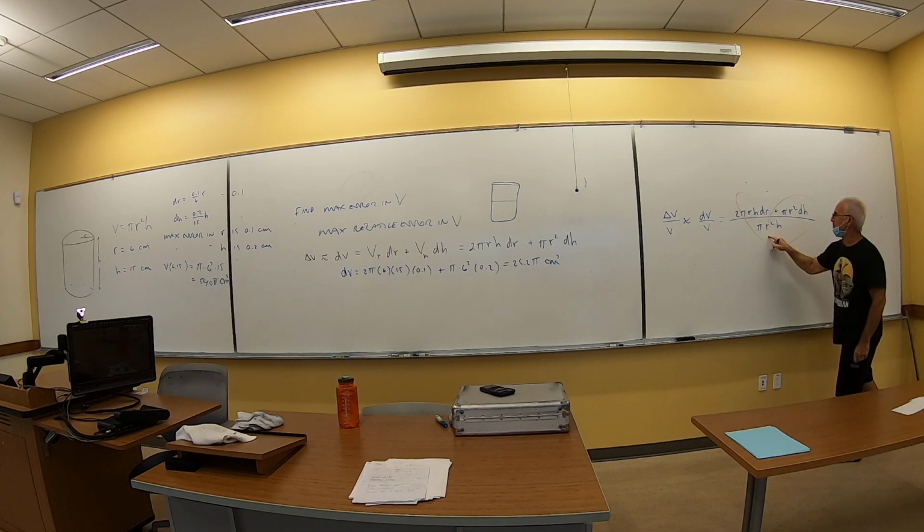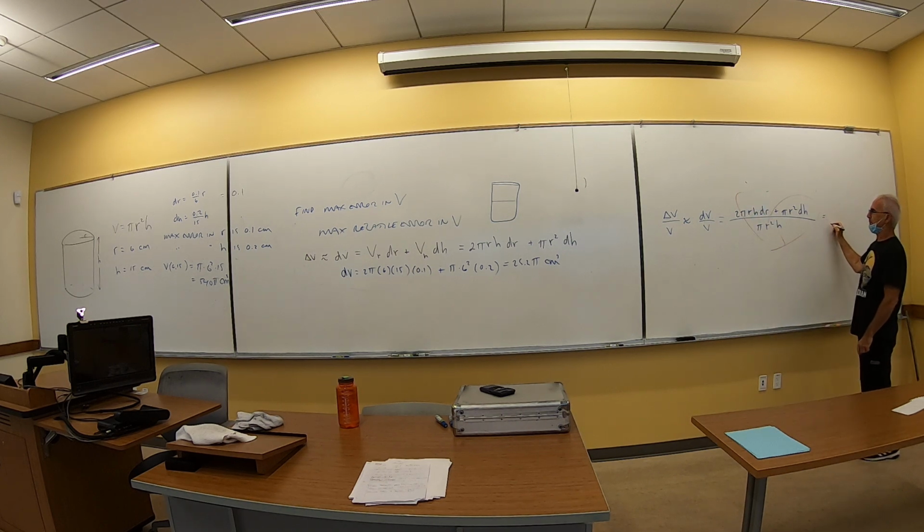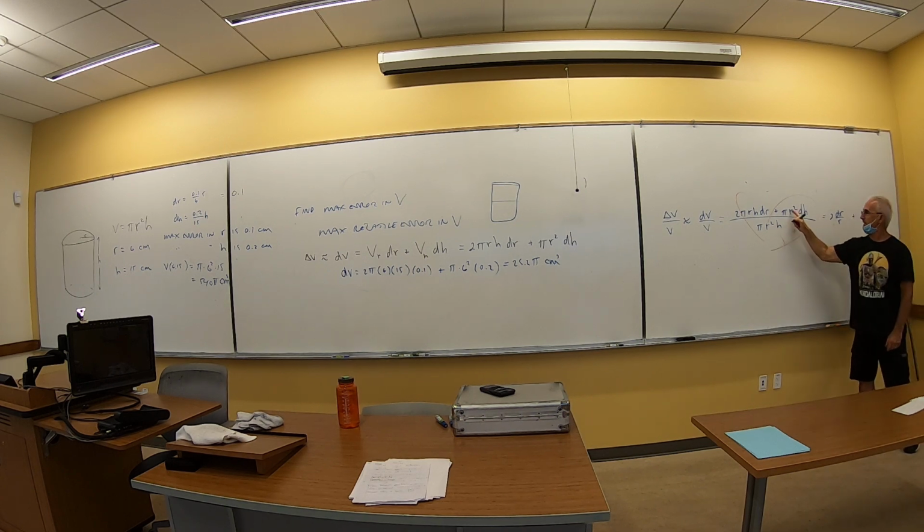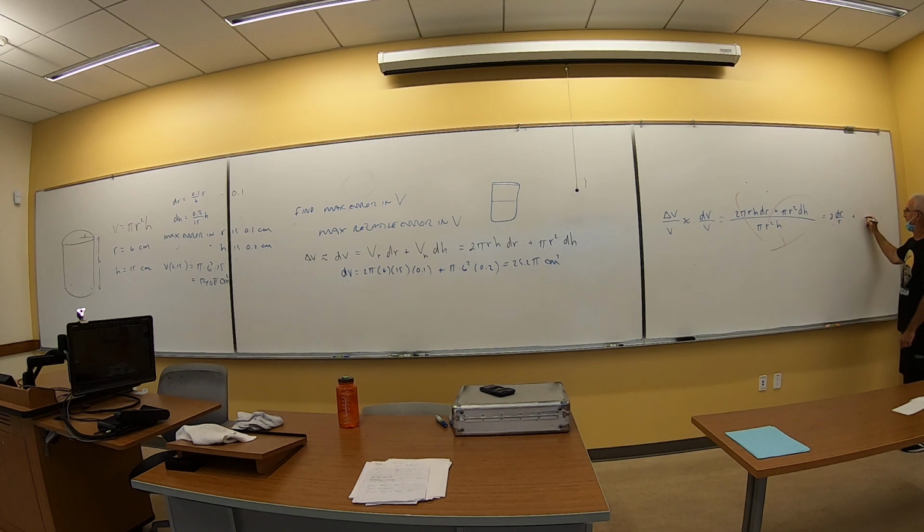Oh, I have this quotient, which is what? The pi's cancel, one of the r's cancels, the h's cancel. What am I left with? 2 dr over r. How about the second quotient? Well, the pi r squareds cancel, and I'm left with just dh over h. Does everyone see that? This is true. This is cans. This would always be true for cans, that the relative error is estimated by this quantity here.